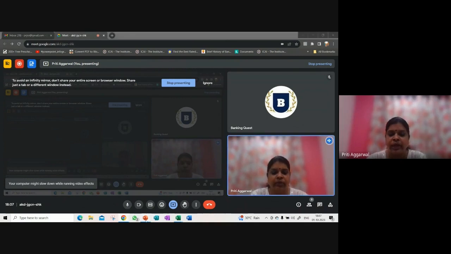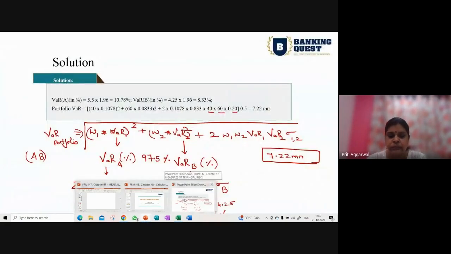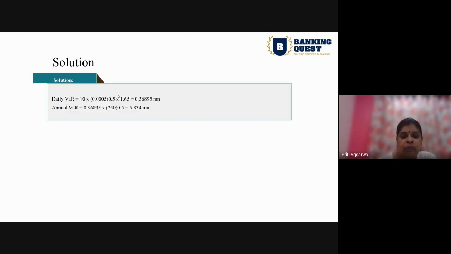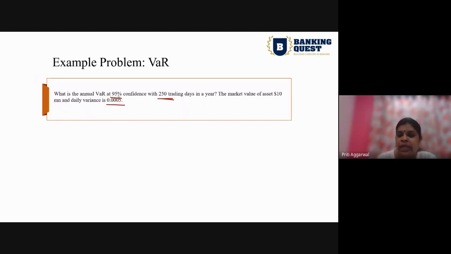So let's move ahead and understand another example where we have to calculate the VAR at a 95% confidence level. I need to use 250 trading days in a year. The market value of our asset is 10 million and the daily variance is 0.05. When it is 95%, as we had already seen, 1.65 is our Z score. 10 million is my asset value.